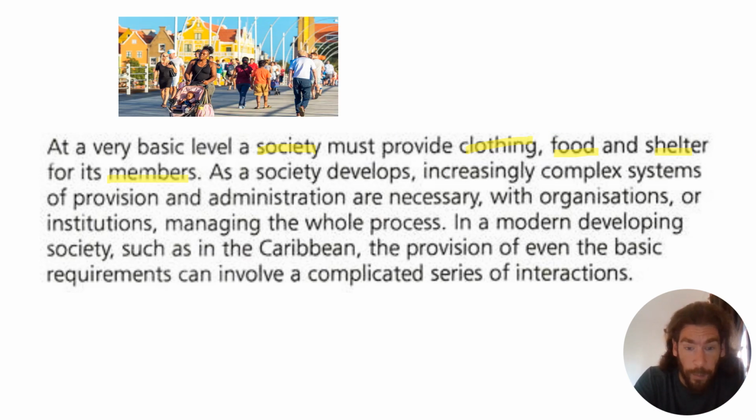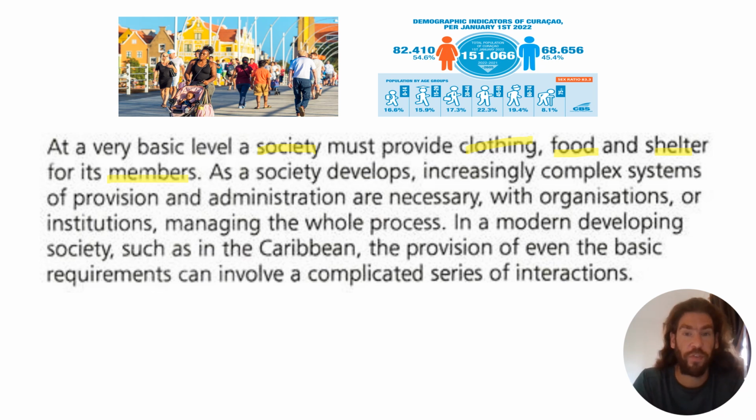But if a society develops, like that of Curacao, more than 150,000 people live in our society. This census was of 2021, if I'm correct, or 2022, and back then 151,066 people lived on our island. And we are a developing society, nos sociedad desarrollo. That means it won't get less complicated, it will get more complicated, because our society is slowly developing, it's growing.